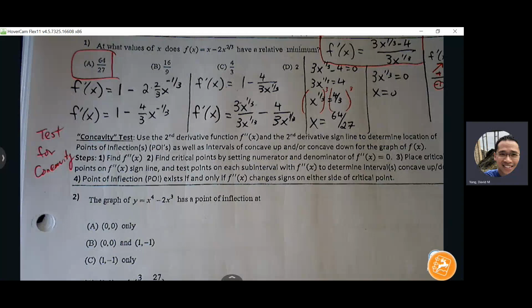But now, if we're dealing with the second derivative sign line, the change in signs will indicate not a relative max or relative min, but a point of inflection. So we're going to make our way down to the second derivative function, and then both we can just handle using power rule.